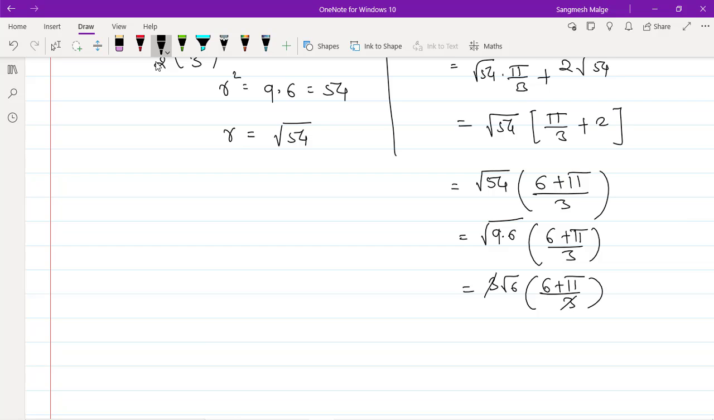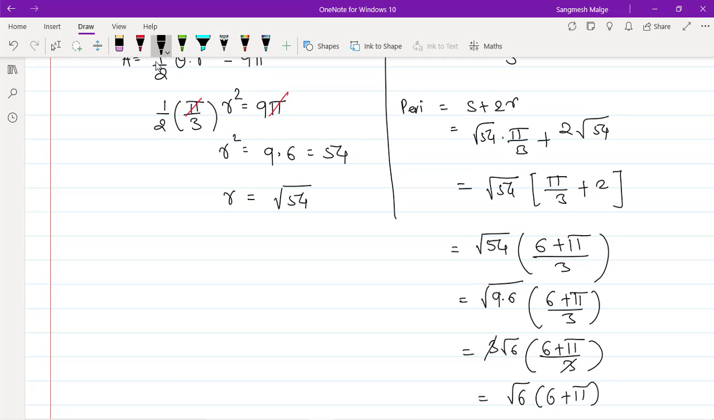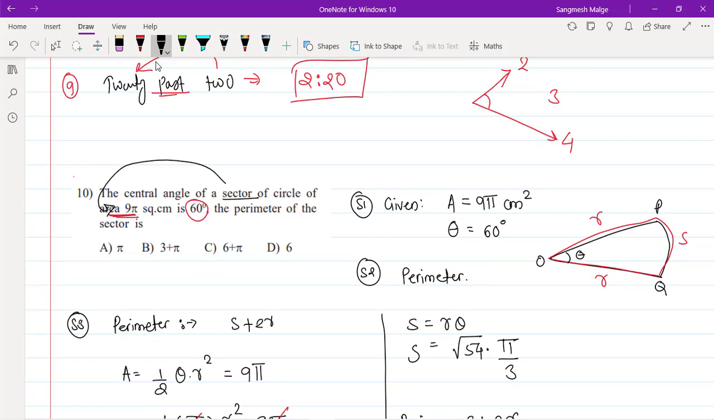So this 3 gets cancelled. So what is your answer is, it is still root 6 into 6 plus pi, so root of 54 into 6 plus pi. So what are options we have is pi, 3 plus pi, 6 plus pi and 6.